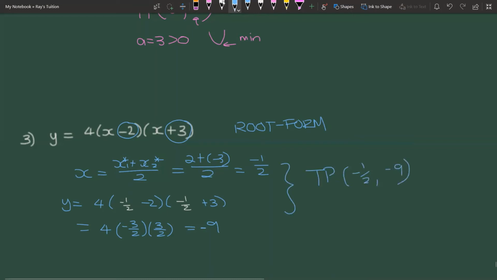Does this have a minimum or a maximum? So we look at our a value. Our a value is equal to 4 and it's positive. So we have this shape, and again, it's got a minimum. Where does the minimum happen? At the y coordinate, and the x coordinate of the turning point tells us our axis of symmetry.